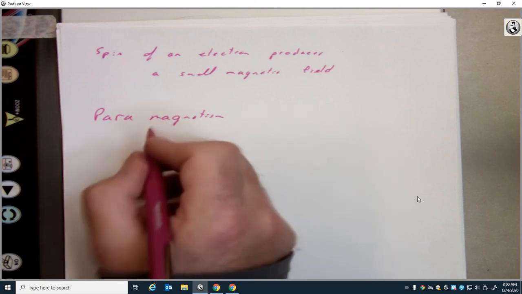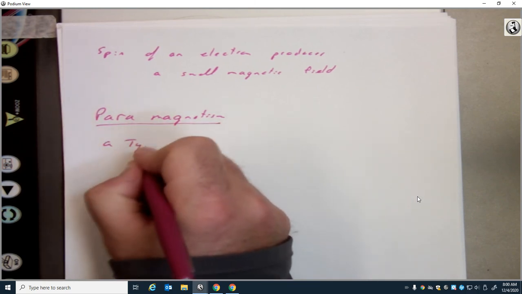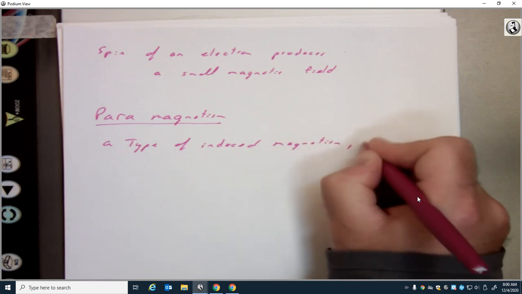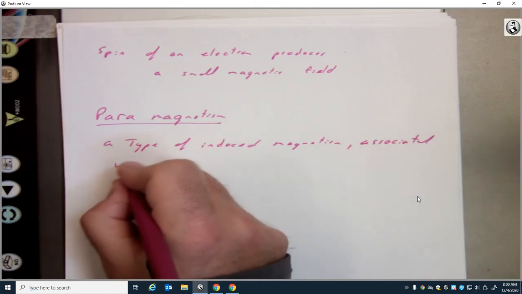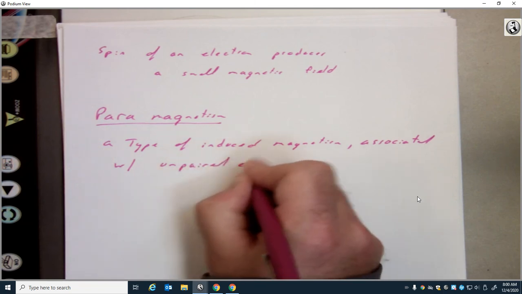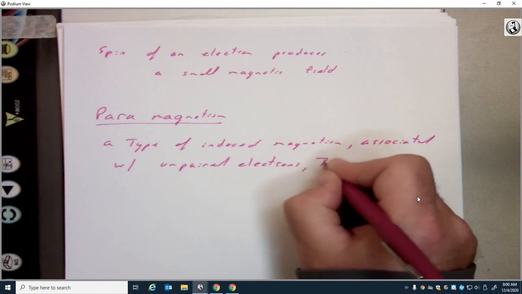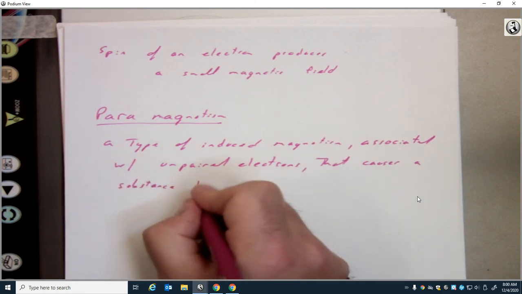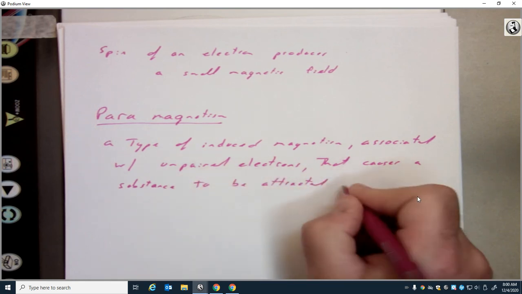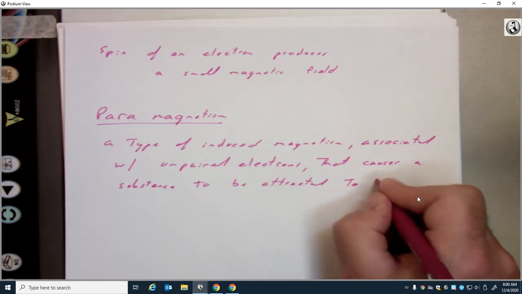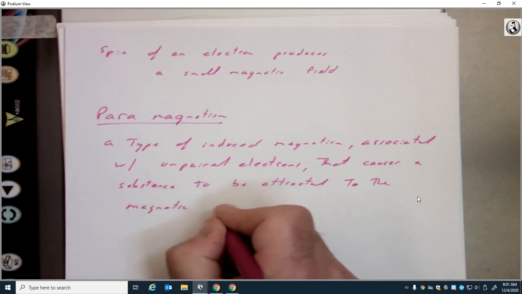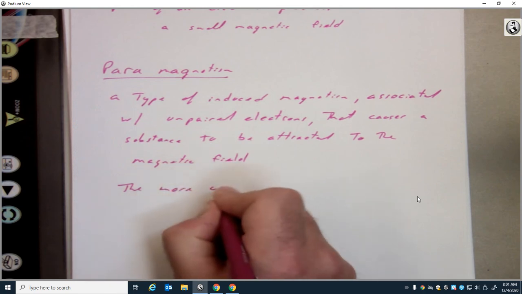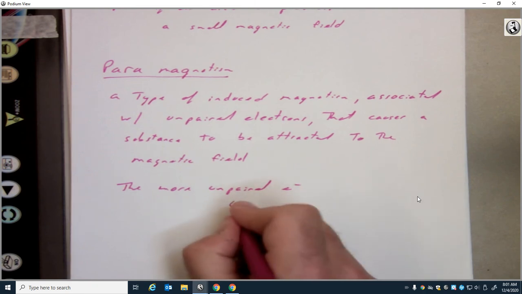And that's one word, paramagnetism. This is a type of induced magnetism associated with unpaired electrons that causes a substance to be attracted to the magnetic field. The more unpaired electrons, the stronger the paramagnetism.